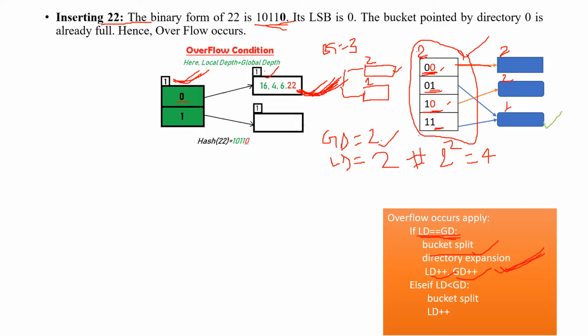Okay, now we have made that pointer, we split that, expanded that. Now we have to store these elements, 16, 4, 6 and 22, in the new bucket according to the new directory ID. So bucket split is done, directory expansion is done, local depth and global depth are incremented. The next step is to rehash, meaning you have to insert all the overflowed bucket elements again into the expanded, split bucket.